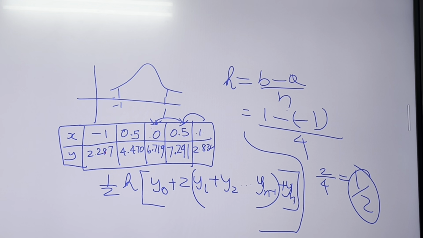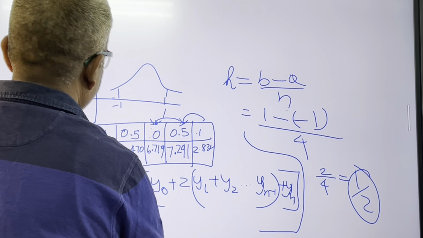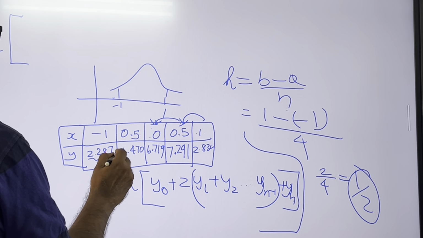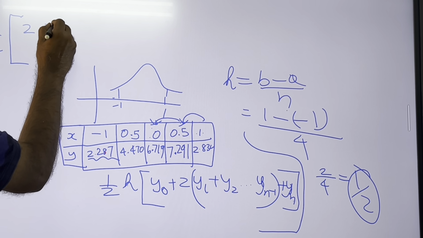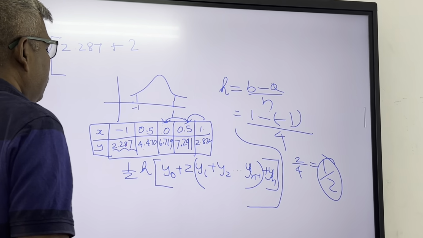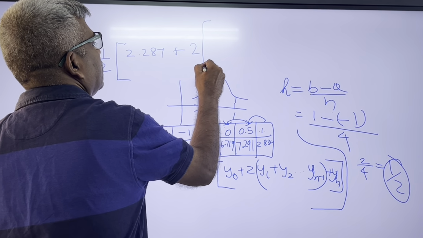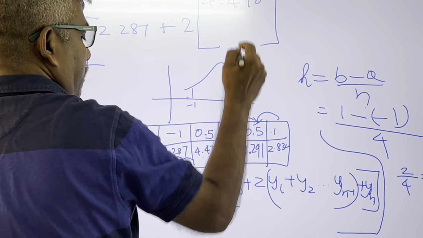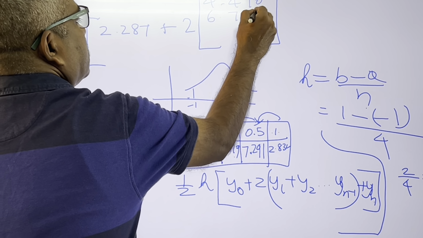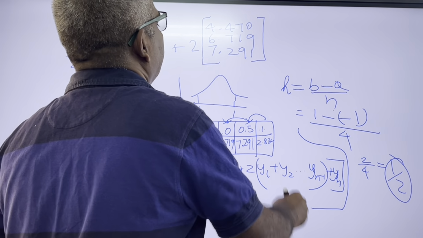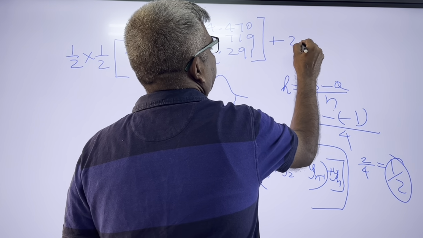Half, height. Height is what? 0.5, or we will do 1 by 2, times this one, 2.287, plus, what's the formula? 2 times 4.470, 6.719, 7.291. Okay, what will come? Plus 2.834.